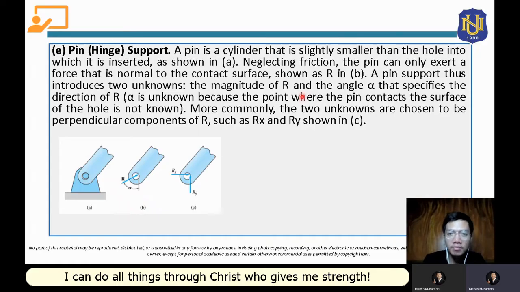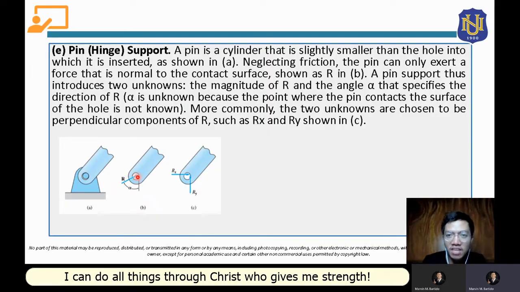That pin, neglecting friction, can only exert a force that is normal to the contact surface. So where will be the contact surface of the pin and the body? It will be somewhere here, right, at this point, no? That will be the point of contact of the body and the pin. At that point of contact, the normal force will have its point of application, let's say this normal force R.